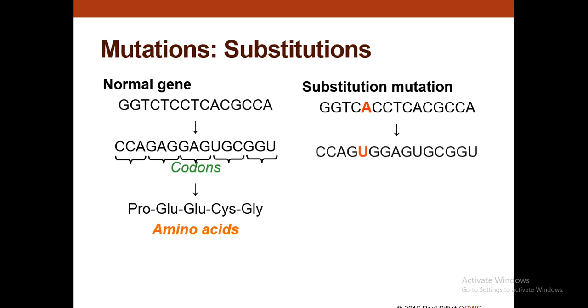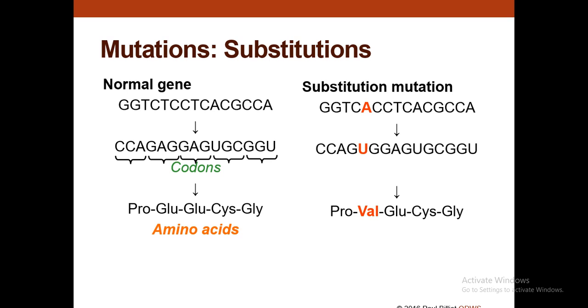Now, instead of having CCA GAG, you have CCA GUG. Okay, so there is now a change in the codon, and therefore, because there is a change in the codon, instead of producing this particular amino acid, you create valine instead. Okay, so that is substitution mutation.